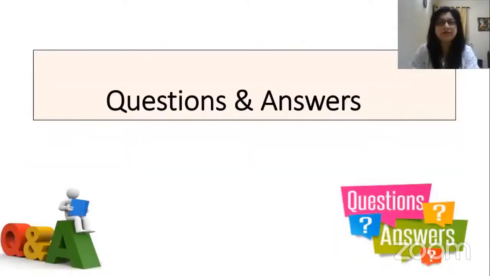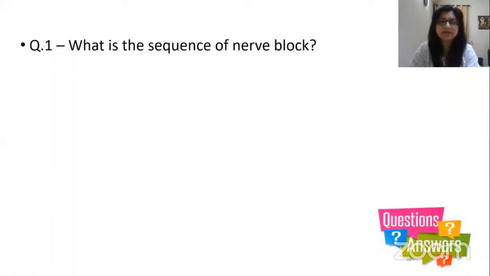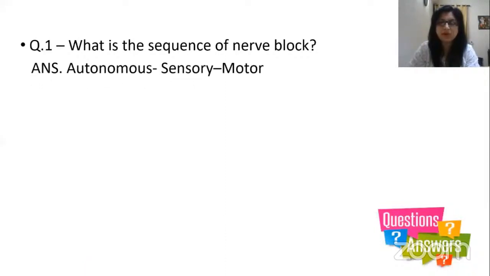Now coming to the last slide of questions and answers which may be asked by the examiner in the viva session. Question number 1 is, what is the sequence of nerve block? The block occurs in a stepwise sequence with autonomic impulses blocked first, then sensory, in which temperature, cold before heat, then pain, then touch, after that deep pressure, and lastly proprioception, and finally motor impulses will be blocked.